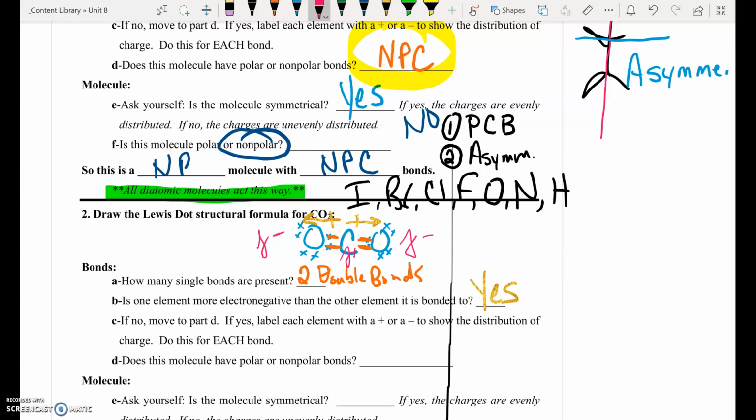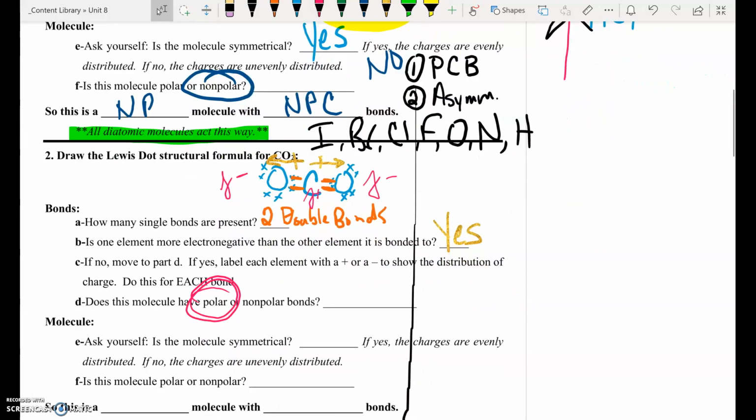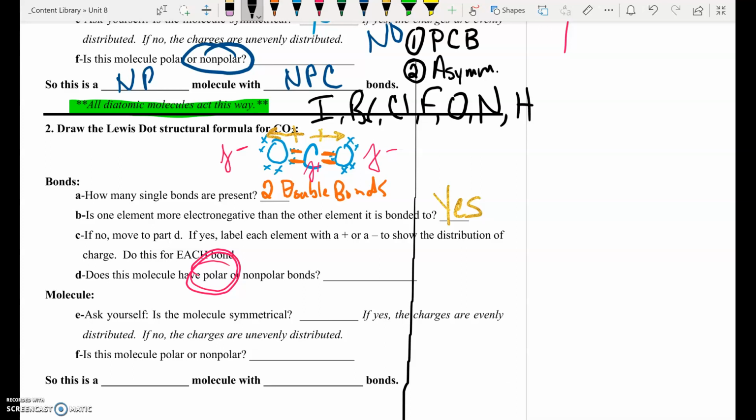Does this molecule have polar or nonpolar bonds? Because the bonds have such a difference in electronegativity, we would say that they were polar bonds. And then ask yourself, is the molecule symmetrical? Again, back to black. Cut this in half. Is the left side and the right side the same? Yes. Cut it horizontally. Is the top side and the bottom side the same? Yes. So you would say yes. Is this a polar molecule or a nonpolar molecule? Again, this would be nonpolar.